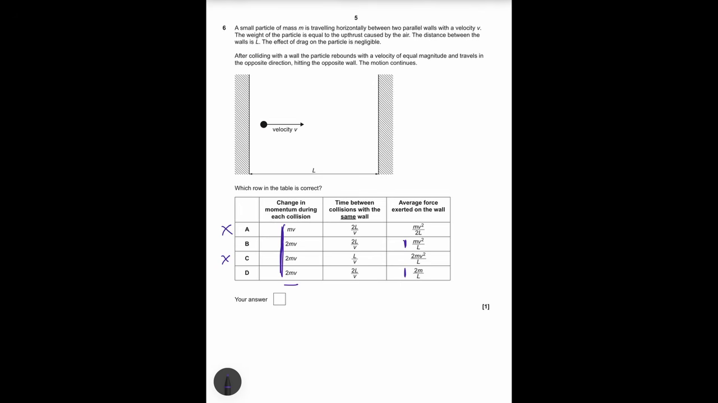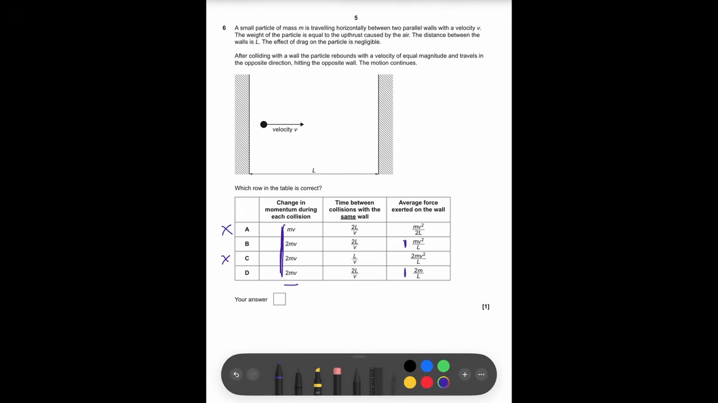And now I can just guess, and I've got a 50% chance, really, if I knew absolutely nothing about physics. So let's actually do the question properly instead of trying to cheat, and let's see if it was right that the answer is either going to be B or D.